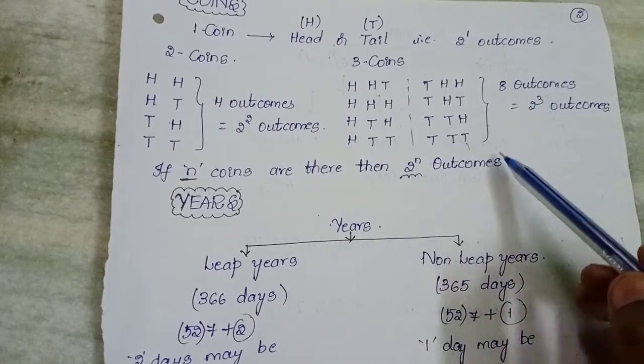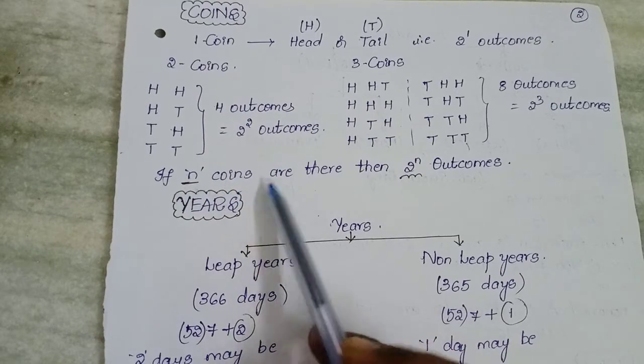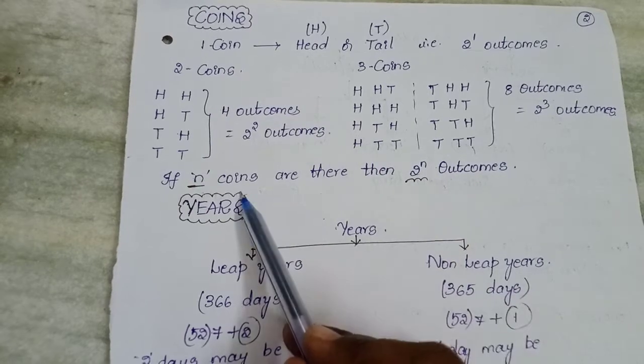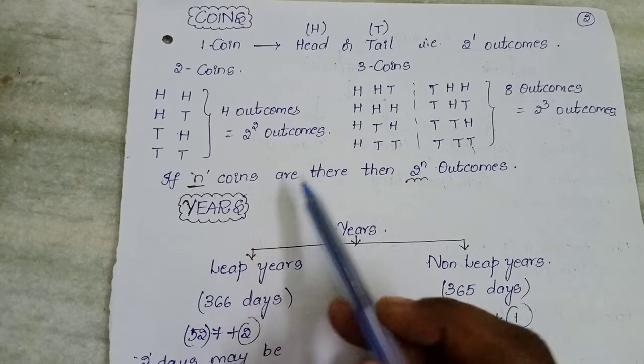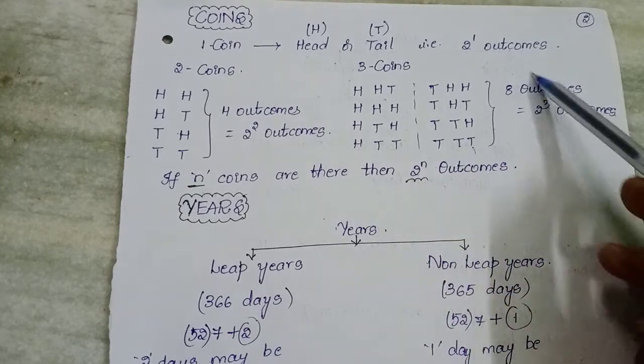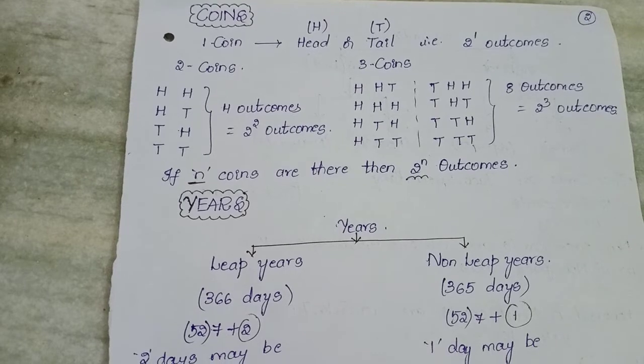So what we have observed here is, if n number of coins are there, then the outcomes will be 2^n outcomes. If you toss n number of coins at a time, then the outcomes will be 2^n outcomes. So this is all about coins related concept. And now let's move on to years related concept.